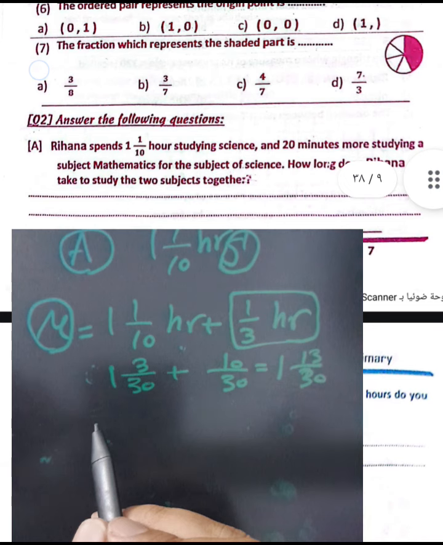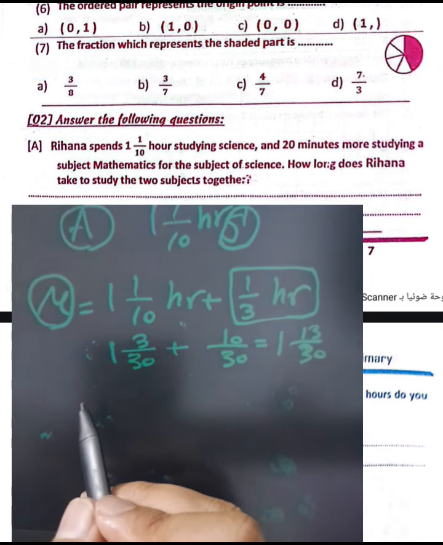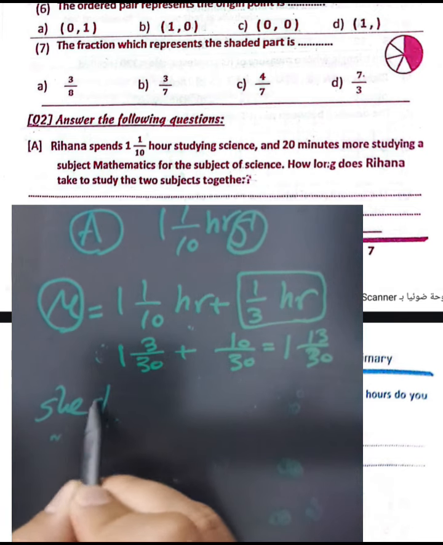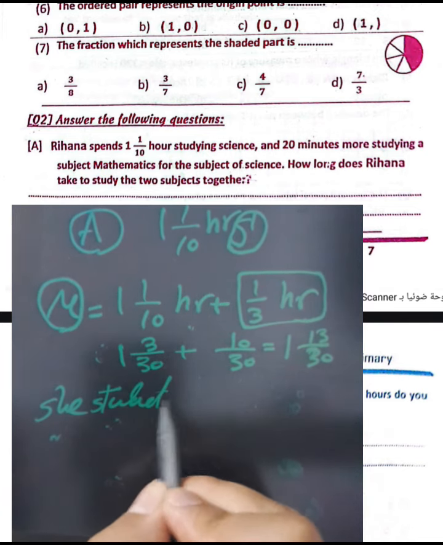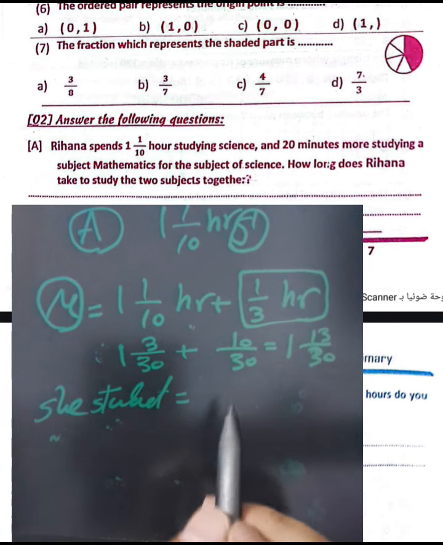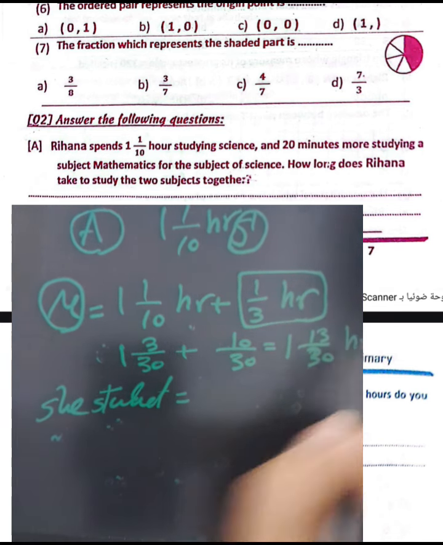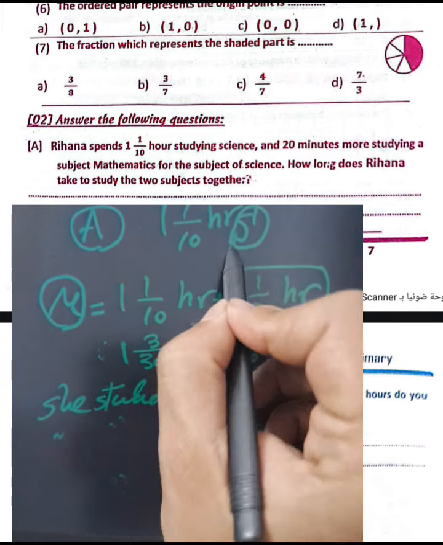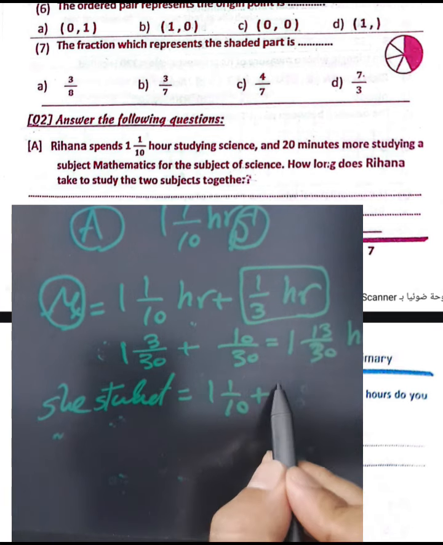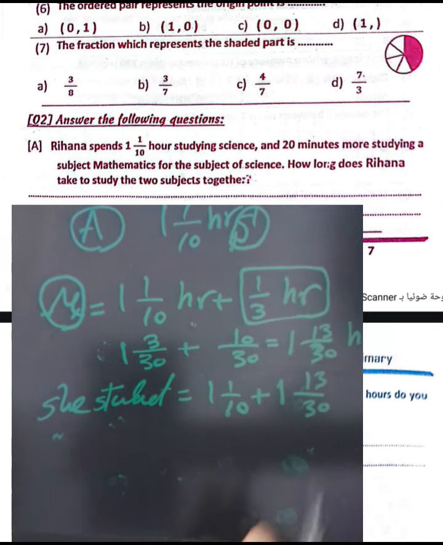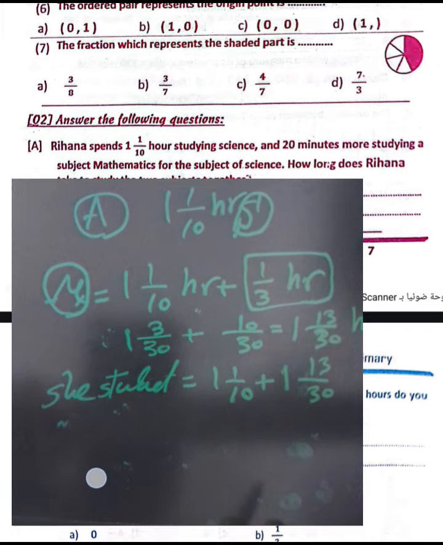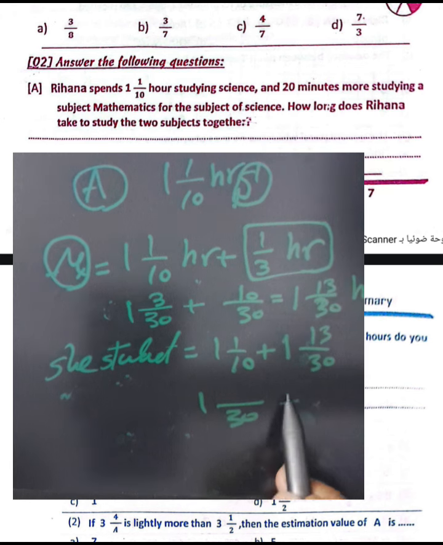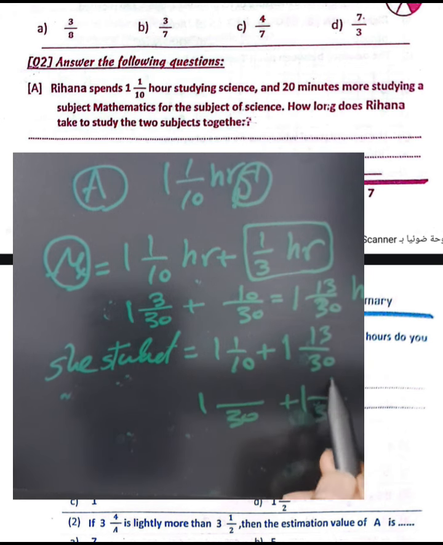We want to find the total time. How long does Rayhana take to study the two subjects? The time will be what? We can write 1 and 1 over 10 hour studying science, and studying mathematics 1 and 13 over 30. We can add them by writing the least common multiple of the two denominators, 30. Write 30 here and 30.